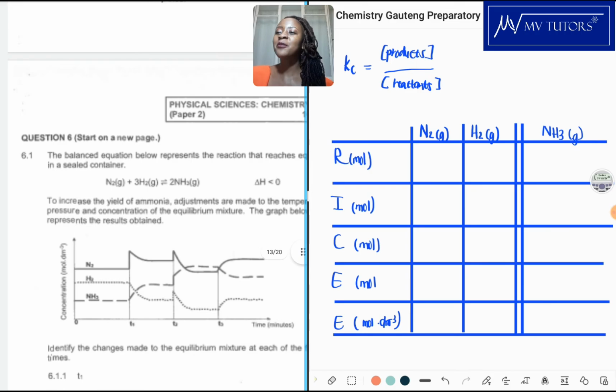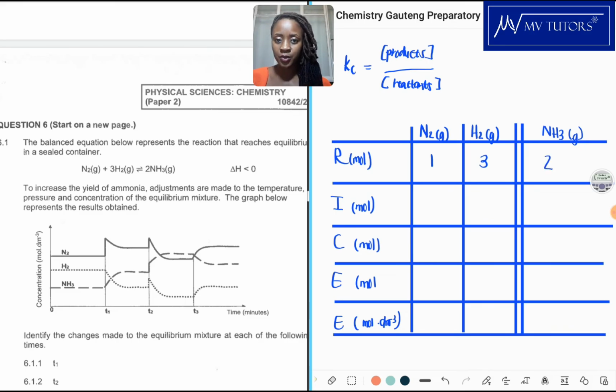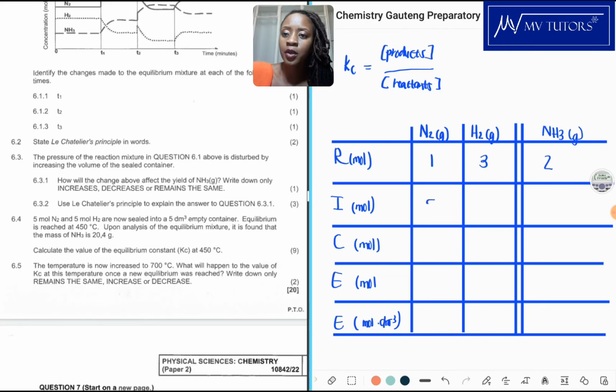So for your nitrogen, you have 1 mole. So we know that is 1. And then hydrogen, it's 3. And then our ammonia, we have 2 moles. As we fill in the table, we need to follow those ratios. Very important. Then the initial amount of moles. They do tell us here that we have 5 mole of nitrogen. We also have 5 mole of hydrogen. And remember, initially, we don't have a product yet. We just have the reactants which need to react and then form a product. So we will have 0 mole for ammonia.